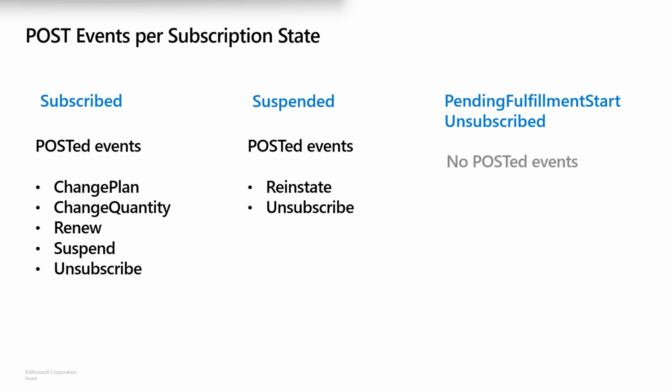And finally, in these last two states, no webhook events will be posted. The pending fulfillment start state of a subscription means that it's waiting for the publisher to activate it. There's no webhook event to send. And when a subscription is in the unsubscribed state, its life cycle is effectively over. No more actions may be performed on the subscription, and no more webhook events will be posted about that subscription.